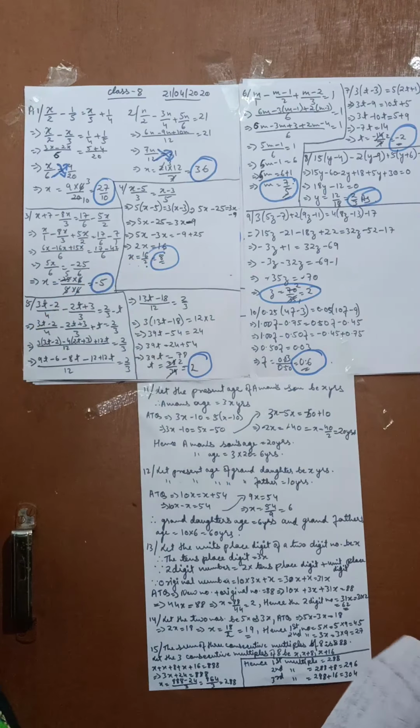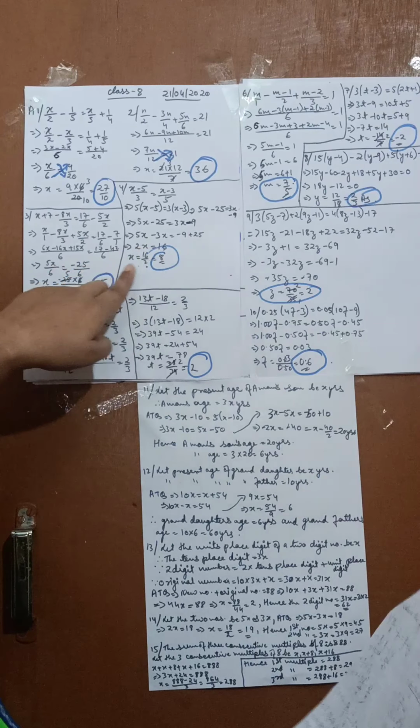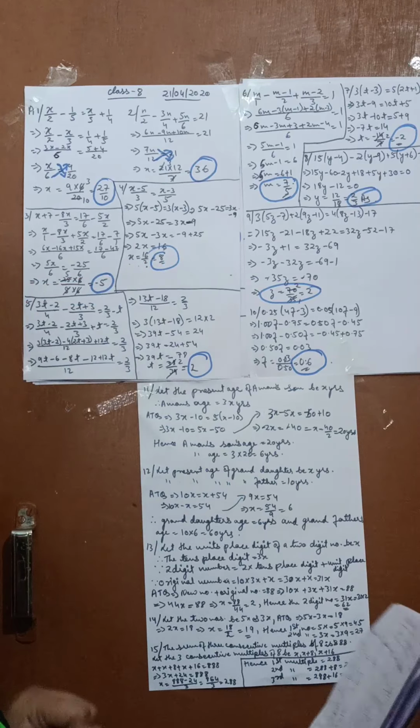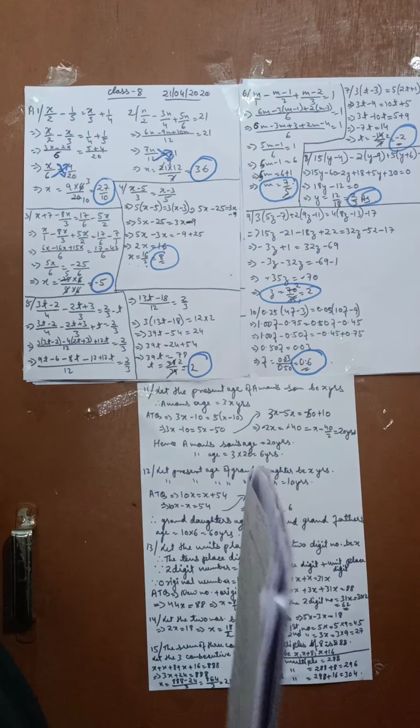We are keeping x values all together. So 2x is equal to 16. Therefore x is equal to 16 by 2, that is 8. So the value of question number 4 is 8.